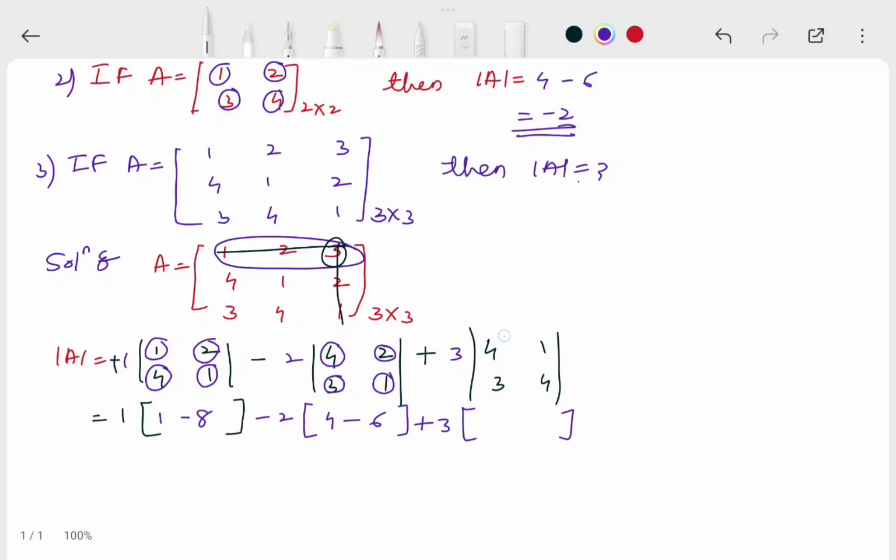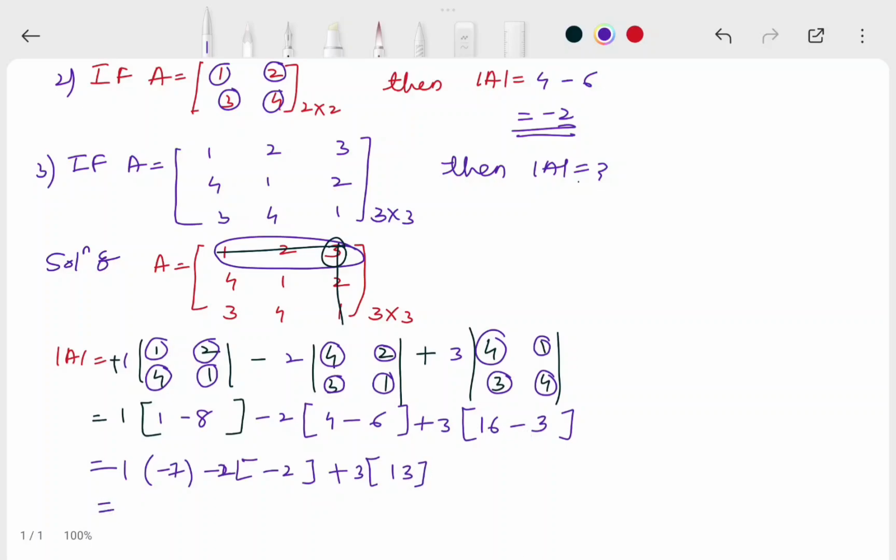Again multiply the top left number to the bottom right number. 4 4s are 16. Minus sign. Multiply the top right number to the bottom left number. 3 ones are 3. We know that 1 minus 8 is minus 7, minus 2. 4 minus 6 is minus 2, plus 3. 16 minus 3 is 13.